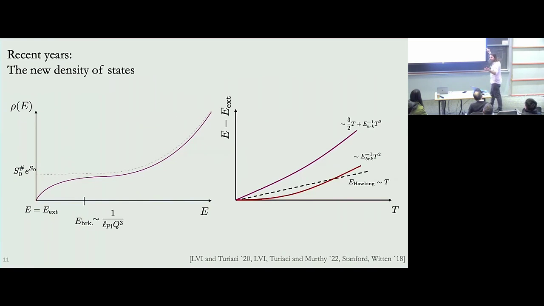That's the plot that I showed you previously that seems to cause a lot of problems. And using the new density of states, you find that the energy above extremality always behaves like 3/2 times the temperature. And that 3/2 came from the number of modes that we didn't integrate over, which was related to the isometry group of the near horizon geometry.